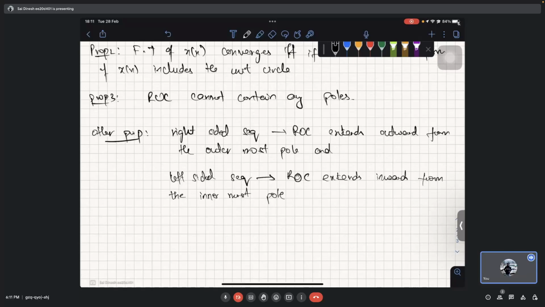Next I want to talk about a few of the Z transform properties.